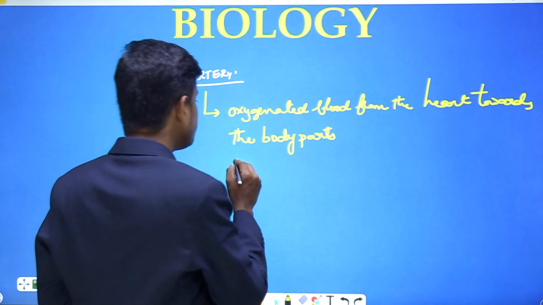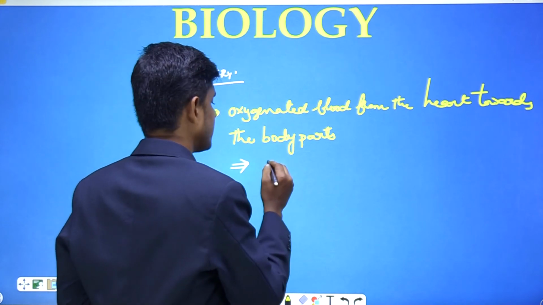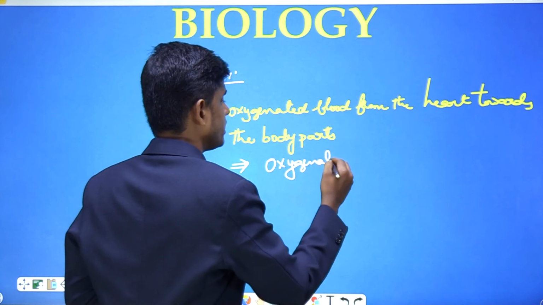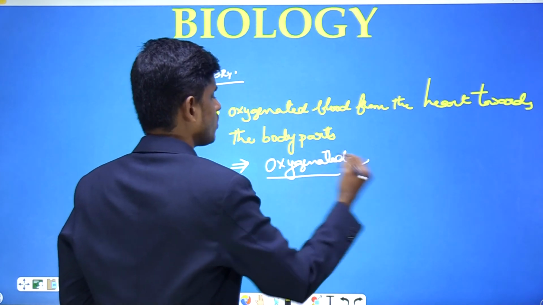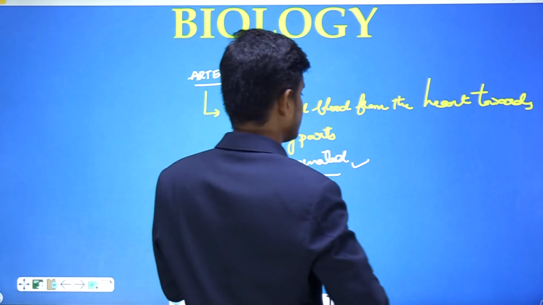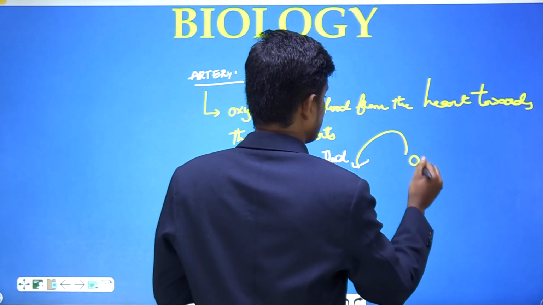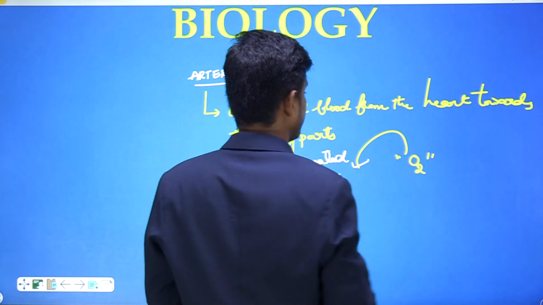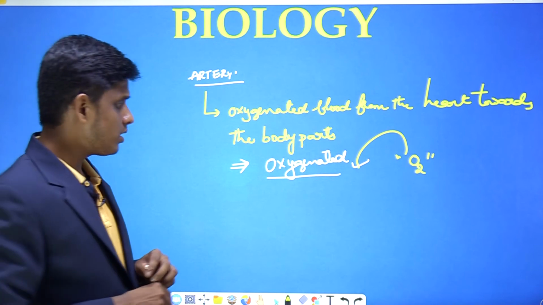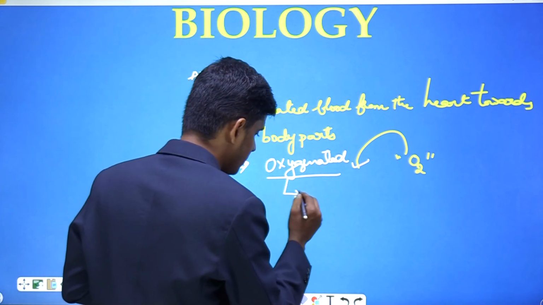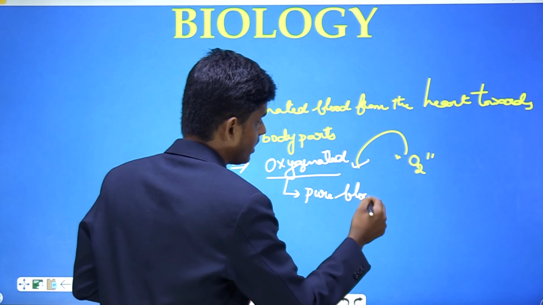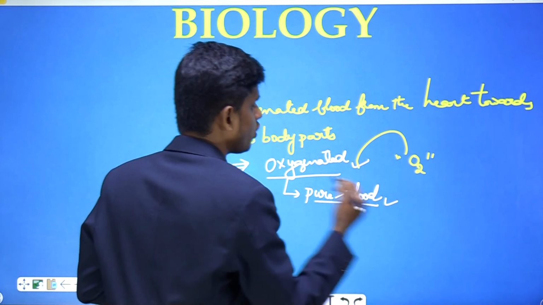Understand? But which type of blood do the arteries carry? That is called oxygenated blood. Why is it called oxygenated? That means the blood which possesses oxygen as the chief component, and that is called oxygenated blood. And what was the other name of the oxygenated blood? The other name of the oxygenated blood is pure blood. What is that? Pure blood.